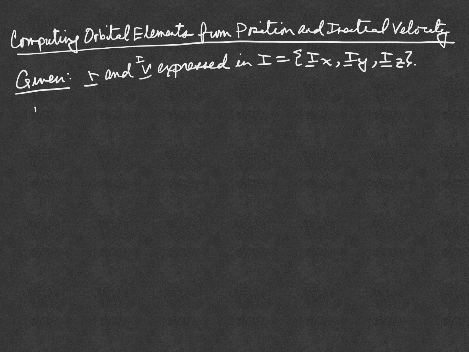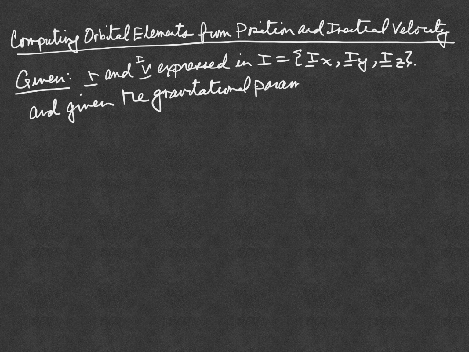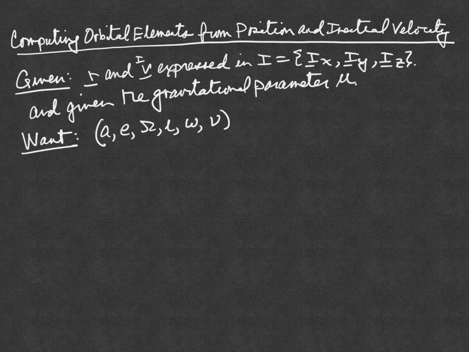But we're also given the gravitational parameter. Because if we don't know the gravitational parameter, we don't know anything about the planet. And so we have to be given the gravitational parameter mu. So that's important. And we want A, E, omega, I, little omega, and nu. Those are the 6 quantities we want.